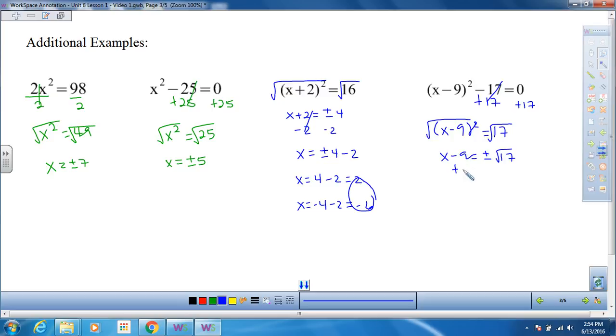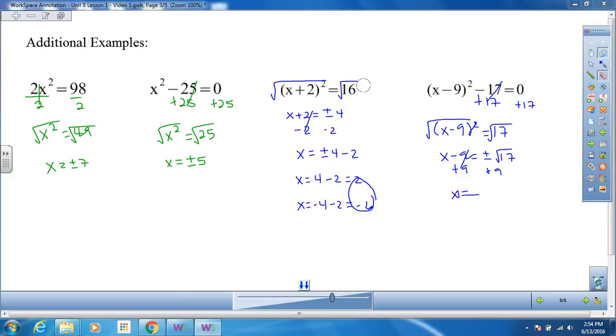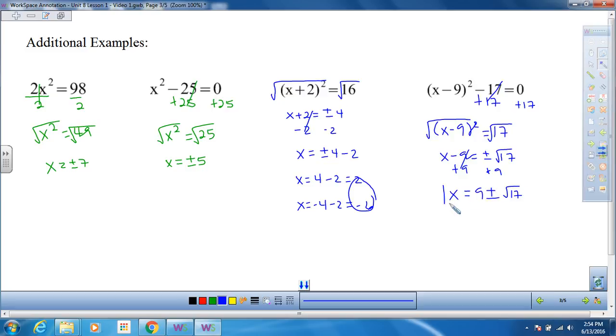Okay, add 9. So I have 9 plus or minus square root of 17. So this is an exact answer. That means a non-rounding answer.